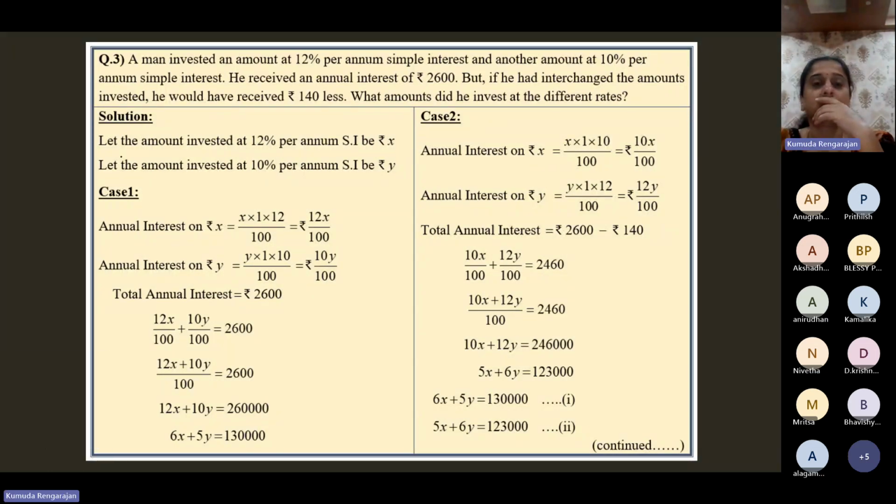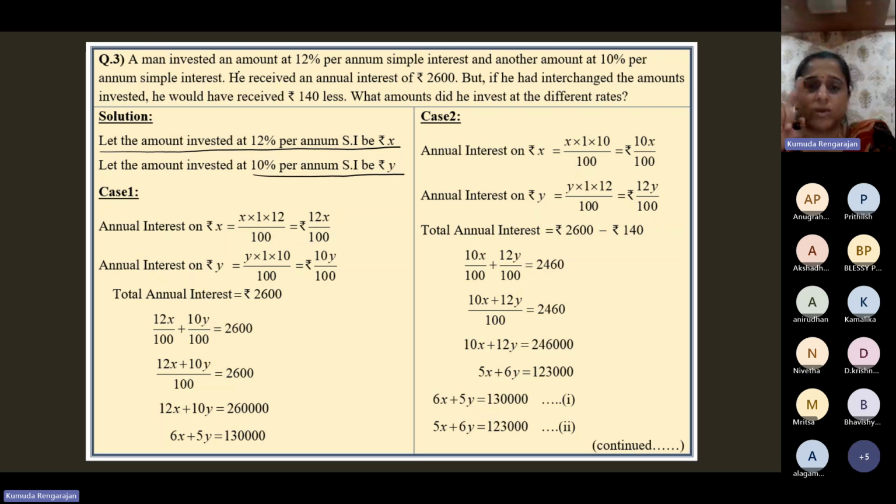Yeah. So let the amount invested at 12% simple interest be X and at 10% simple interest be Y. There is one bank that gives 12% interest, another that gives 10% interest. So he's investing, say, X at 12% and Y at 10%. Now we have to calculate the annual interest.